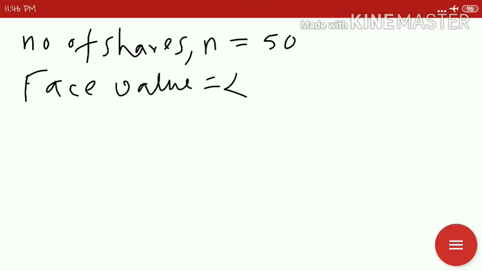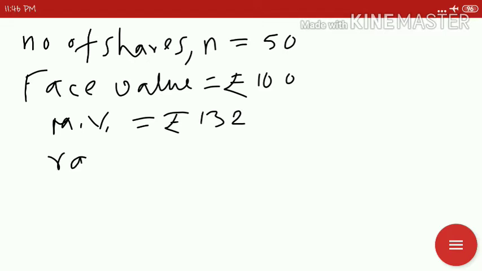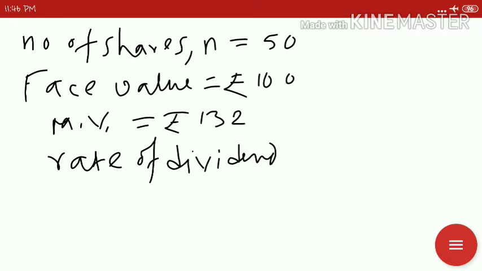Secondly, the face value, that is rupees 100, and the market value, I'm writing in short MV, that is rupees 132. And from the second part that we need to find out, you can see a rate of dividend is given. The rate of dividend you can denote by R also. So the rate of dividend is 7.5%.